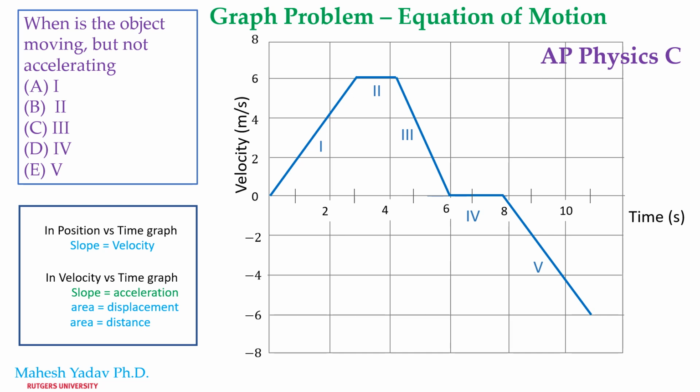So if the object is not accelerating, it means the slope is 0, which is at regions 2 and 4. At region 4, the velocity is 0, so it is not moving. Therefore, 2 is the only region where the object is moving and is not accelerating. Hence the answer is B.